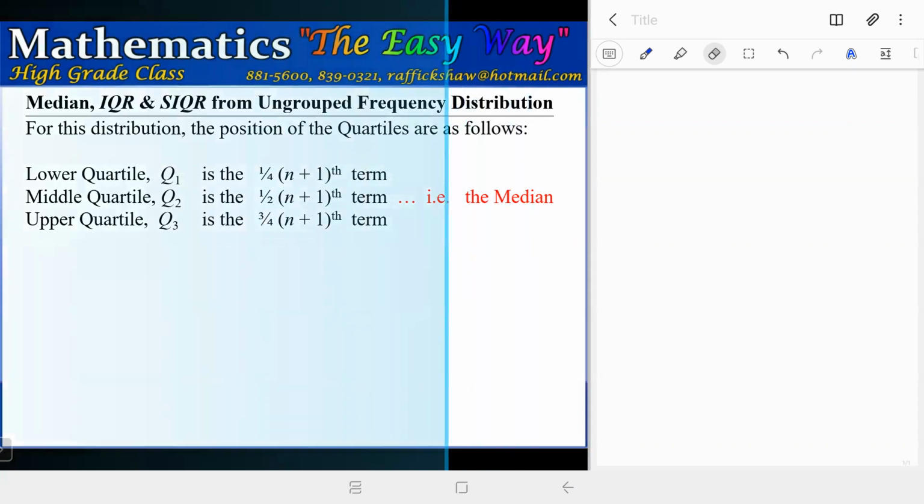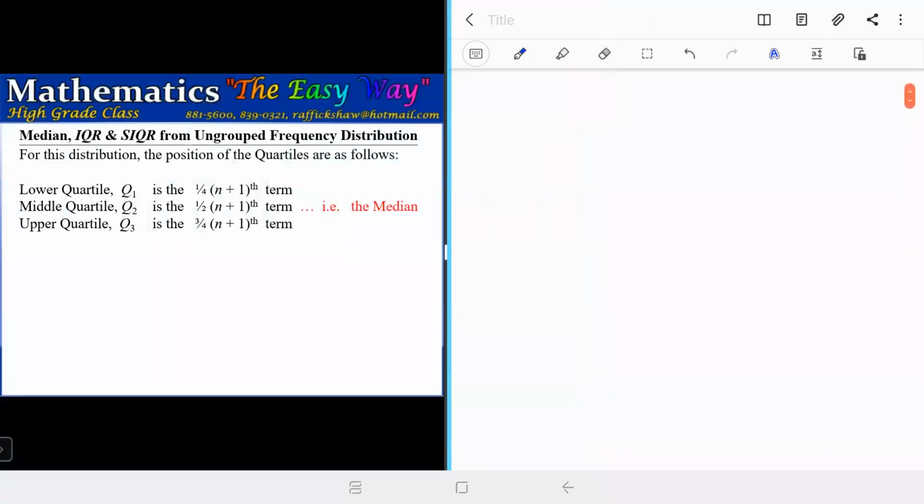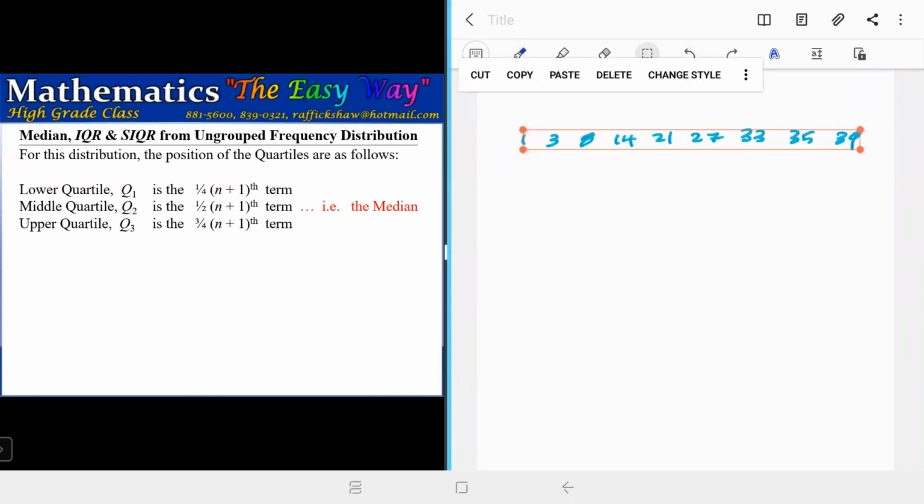Let me use an example over here. Let's say we have some raw data: 1, 3, 8, 14, 21, 27, 33, 35, 39. Count them: 1, 2, 3, 4, 5, 6, 7, 8, 9. All right, 9. Let's put in 2 more, just to make it kind of friendly.